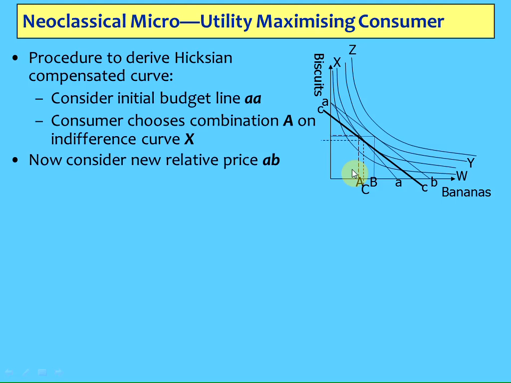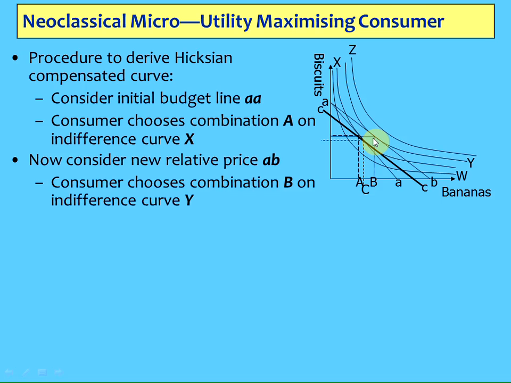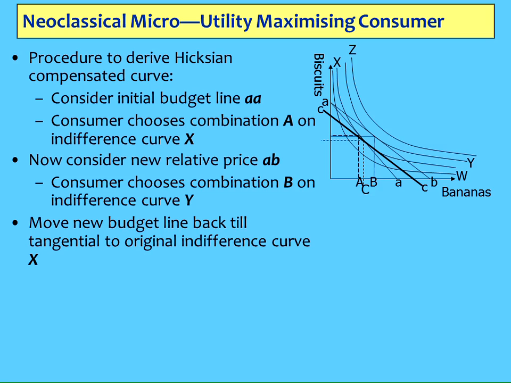Then you have a new relative price, AB, which is out here somewhere, giving a different point of tangency to a higher indifference curve out there. So the psychic income of the consumer has increased, because you've reduced the price and they can buy more of everything, including bananas. What you then do is you move that curve backwards, keep it parallel, and get a new curve CC that's tangential to the old curve.